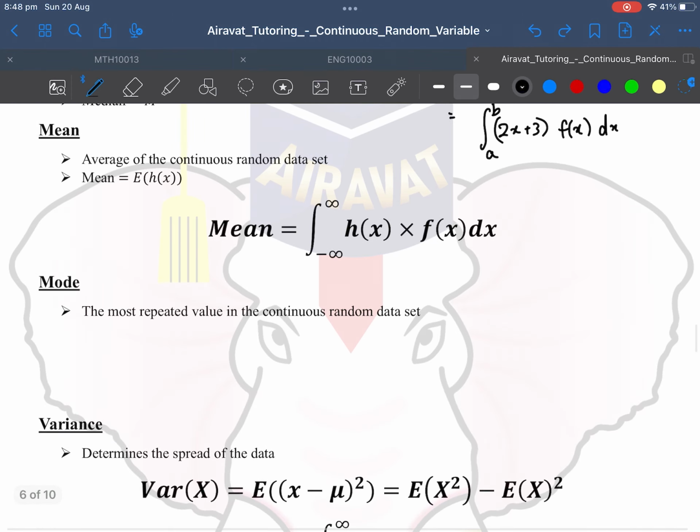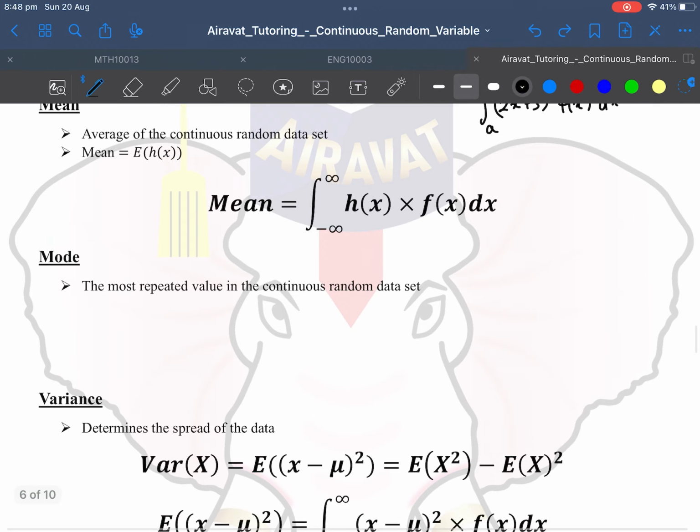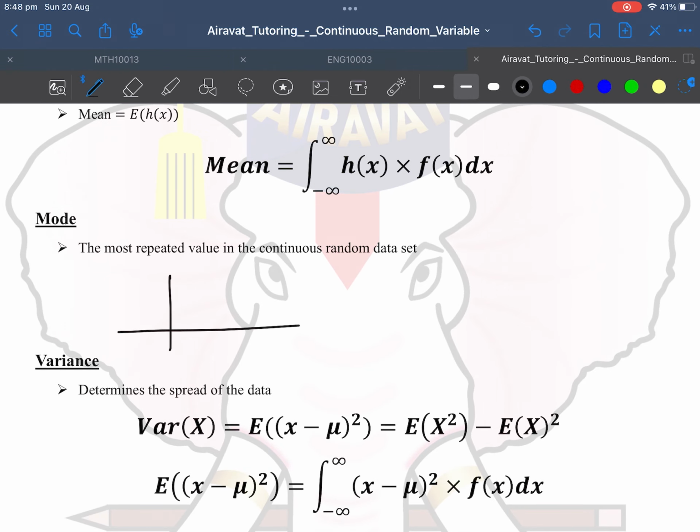Okay, let's move on. Now mode. Mode is again the most repeated value in the continuous random dataset. So a graphical representation of mode could be what? Say that we have a graph here, so it's going to be like a quadratic and then a linear going down. Our mode is going to be this value over here. Why? Because it has a peak and it has the highest chances of occurring. So this x value over here is going to be our mode.